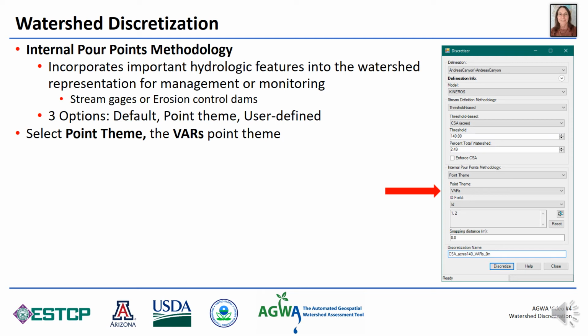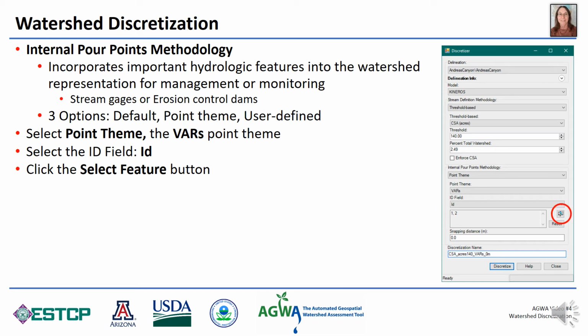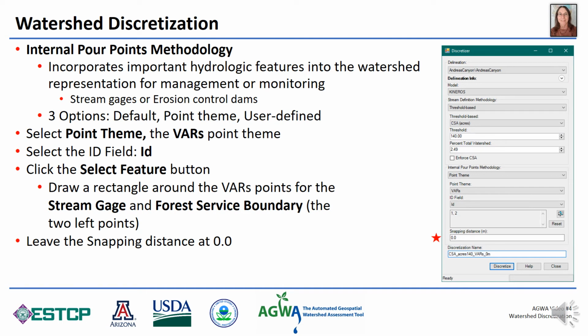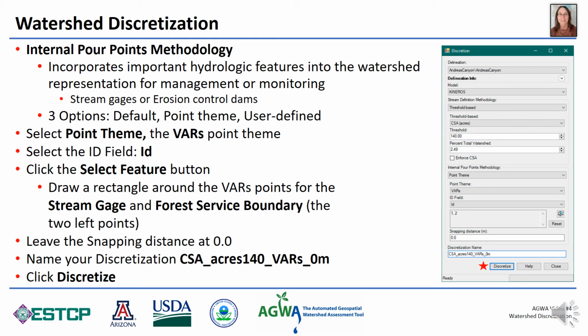In the Select Theme box, select the VARS point theme. Select the ID field from the drop-down menu, ID. Next, click the Select Feature button and draw a rectangle around the points for the stream gauge and Forest Service boundary VARS, the two left points. The far right point is the road culvert, the watershed outlet. Leave the snapping distance at 0, and name your discretization CSA_acres_140_VARS_0M. It's important to name the discretization so it's clear how it was created. Click Discretize.